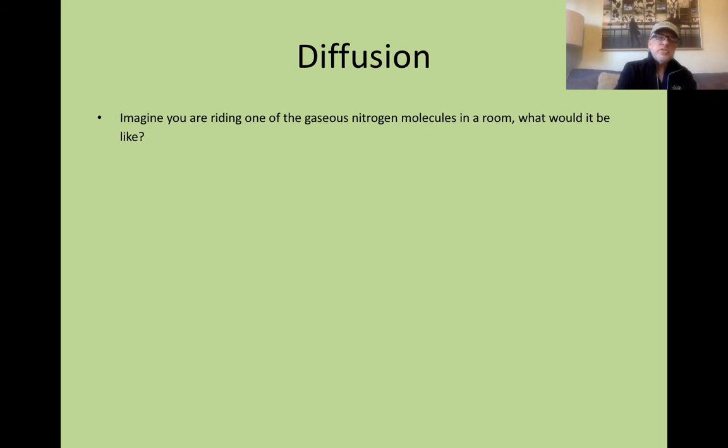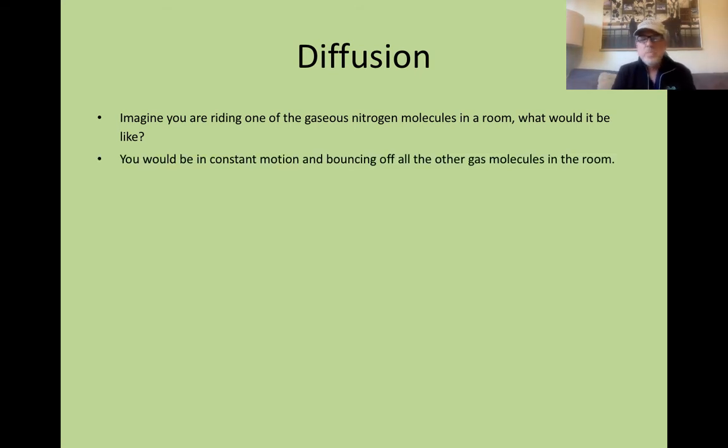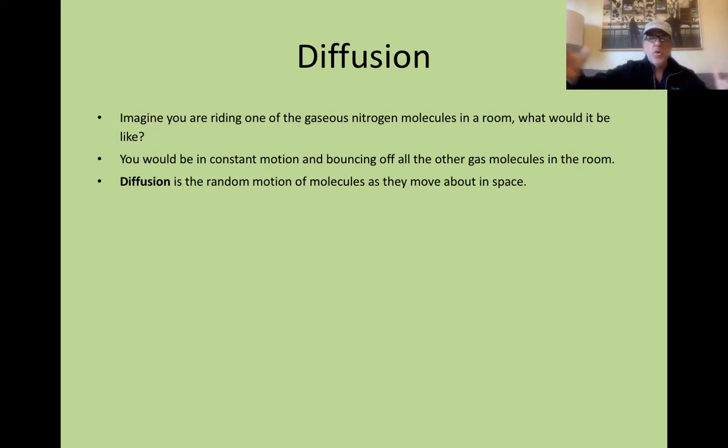So imagine for a second that you are riding on one of the nitrogen molecules in the air in this room. What would that be like? Well, you'd be in constant motion, flying in a straight line until you hit another gas molecule, and then you'd ricochet off and bounce in another direction. As a result, you would travel around the room and visit all corners of the room, but it would take a while because you'd be constantly bumping into things and changing directions.